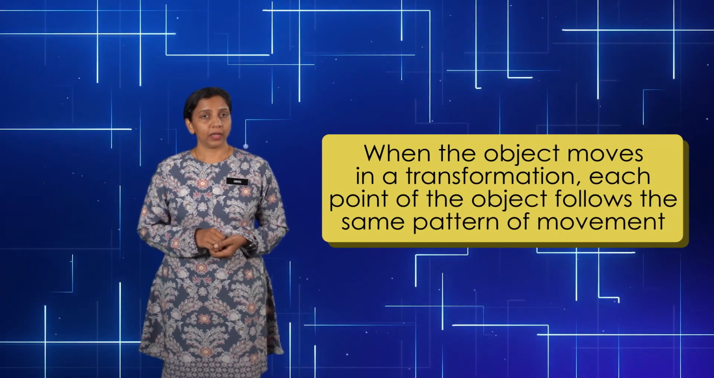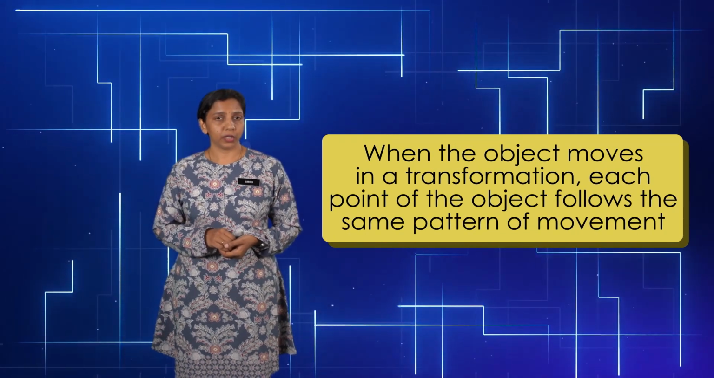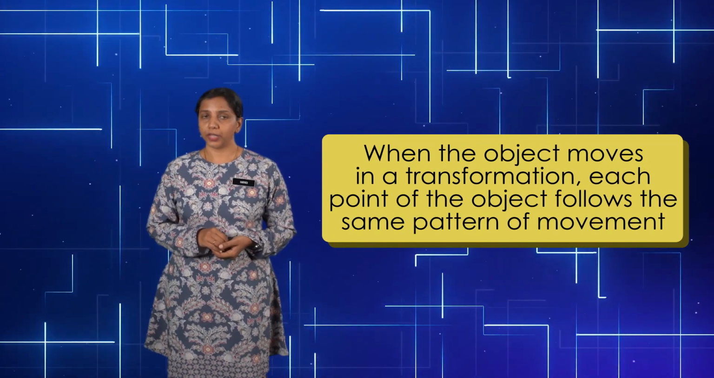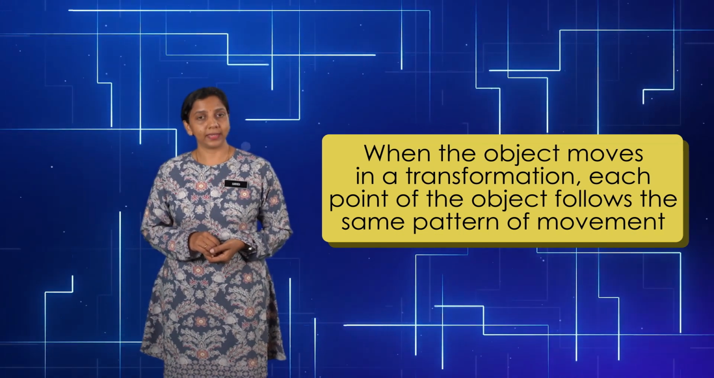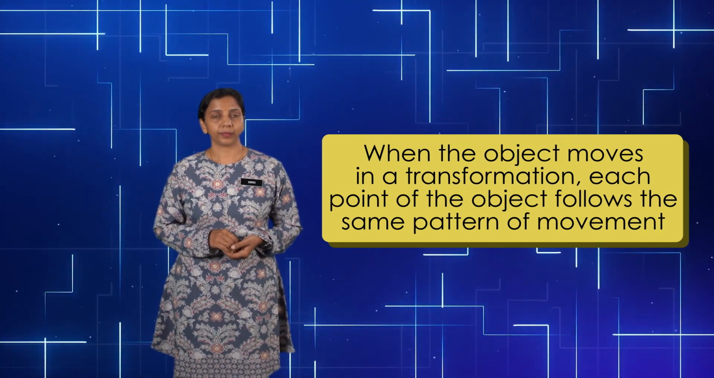Correct. Transformation is a match of points in a plane. When the object moves in a transformation, each point of the object follows the same pattern of movement. Before changing the position, it is identified as an object. After changing the position, it is identified as an image. The shape of the object and image does not change.